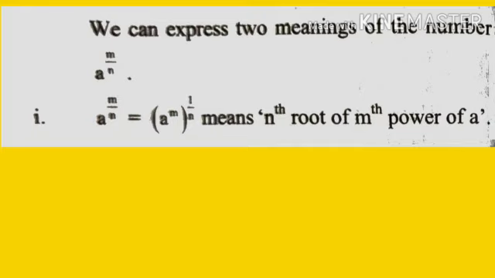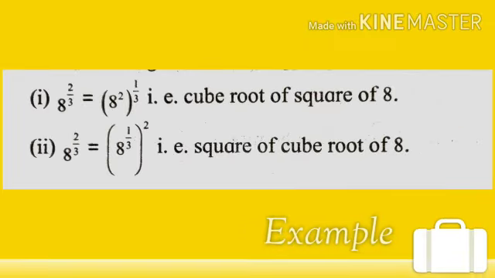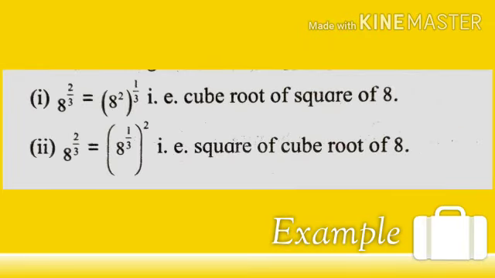Now, in the second one, a raised to m upon n is equal to a raised to 1 upon n whole raised to m. This means it's mth power of nth root of a. Let us understand this with an example.